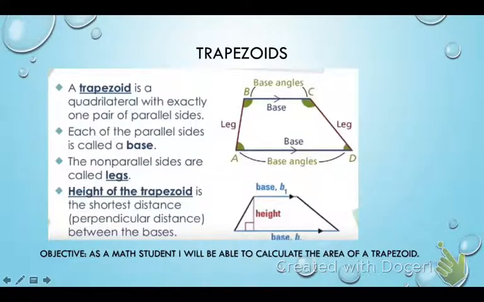The height of a trapezoid is either shown by a dotted line, or a straight line with a box in the corner like this. Looks like a tall chair. That's your height. You got base 1, you got base 2. It's really important you understand those things.